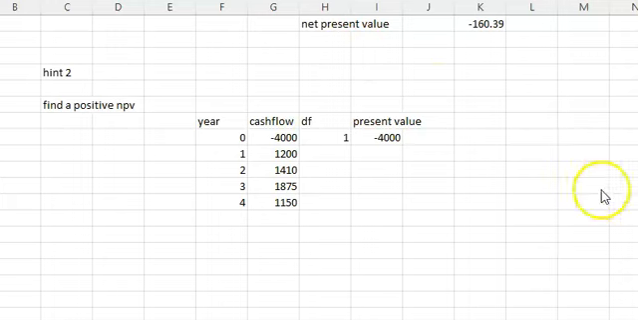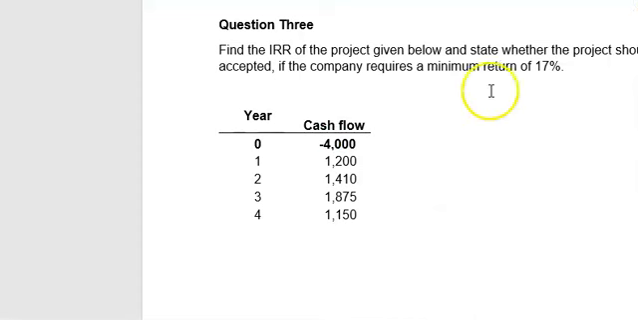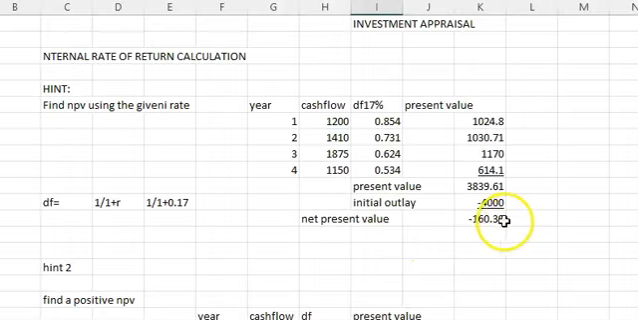Alright, so we continue from our previous question where we were taught to find our IRR. Let's do a quick review. Here we found a negative NPV. Hint number 1, we said find the NPV using the given rate, which was 17% in this question. We found a negative NPV of this amount.